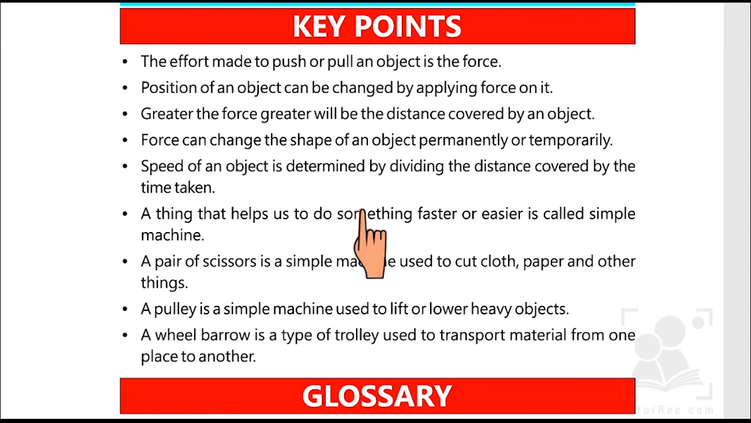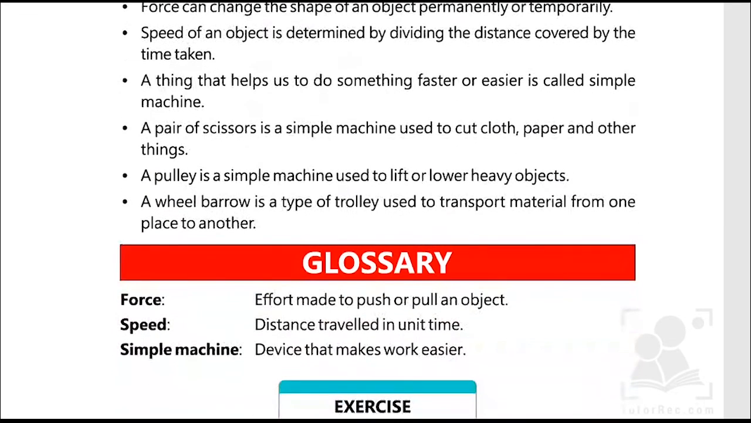A thing that helps us to do something faster or easier is called a simple machine. A pair of scissors is a simple machine used to cut cloth, paper, and other things. A pulley is also a simple machine used to lift or lower heavy objects. A wheelbarrow is a type of trolley used to transport material from one place to another.